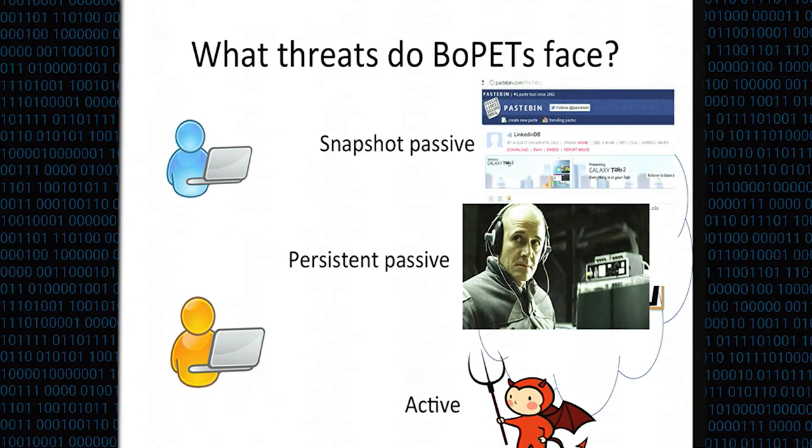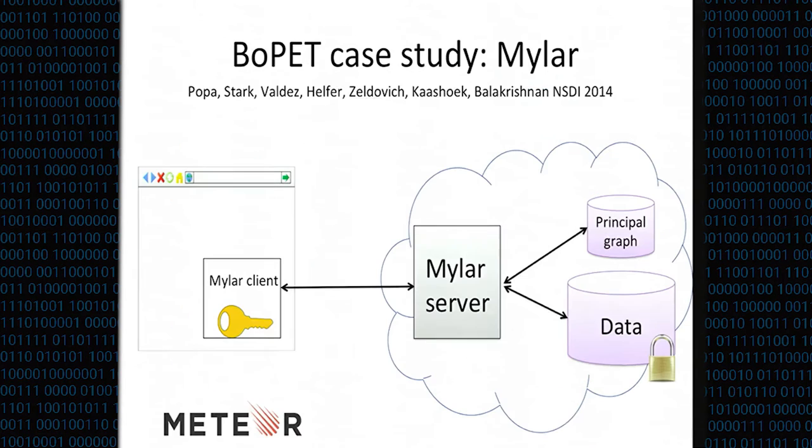And the strongest threat model is the active threat model. And this is kind of an all of the above. The adversary can do whatever it wants, whenever it wants. And this is a very strong threat model. To see how current BoPETs withstand these different kinds of threats, we took as a case study a paper called Mylar from NSDI 2014.